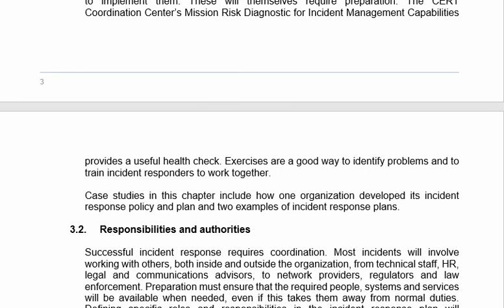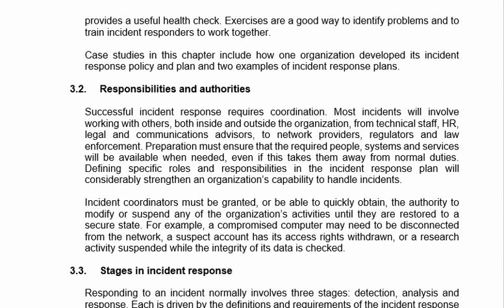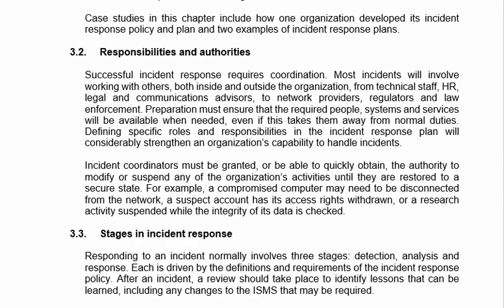What you need to do in that case is exercise your plan. You need to do mock drills. You need to conduct drills related to known incidents, so that you are able to respond properly when an incident happens within your organization. These are the things you need to keep in mind while preparing the incident response policy and plan.